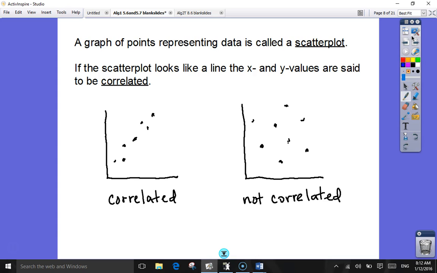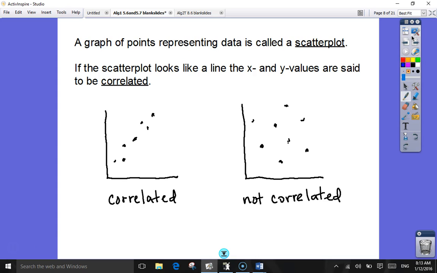When you look at the data, you look at the graph of the points. If it looks like a straight line would be a good approximation of those points, then you would say that the data is correlated. There is a correlation between the x's and the y's. Right?